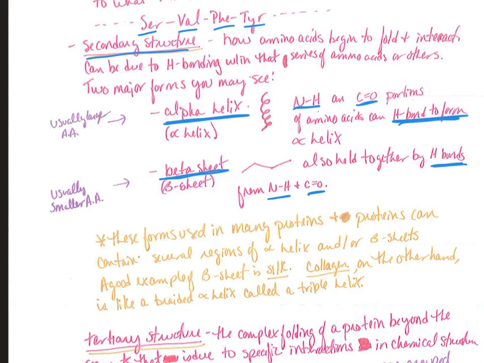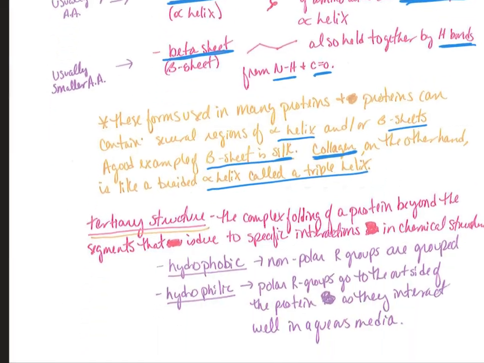So you may have several areas within a protein that contain regions of alpha helices or beta sheets. Just to let you know, a good beta sheet that you know of already is silk. Or collagen, which you may have heard of, which is something that keeps your skin nice and bouncy. And that's kind of like a triple braided alpha helix, or a triple helix. Okay, so secondary structure is regions of things that start to fold in a particular way.